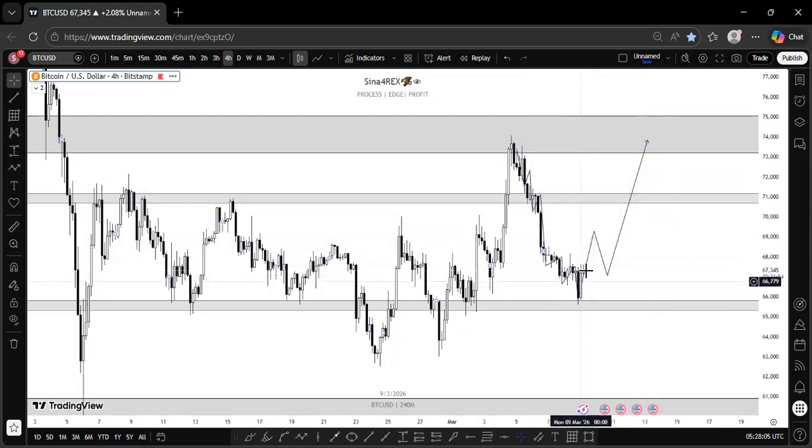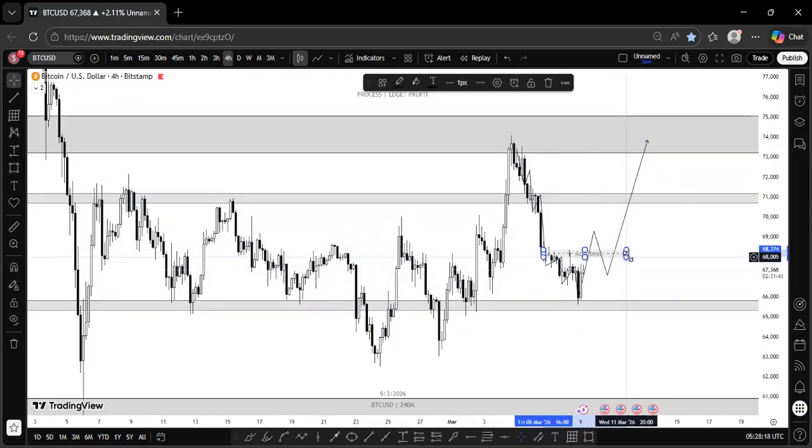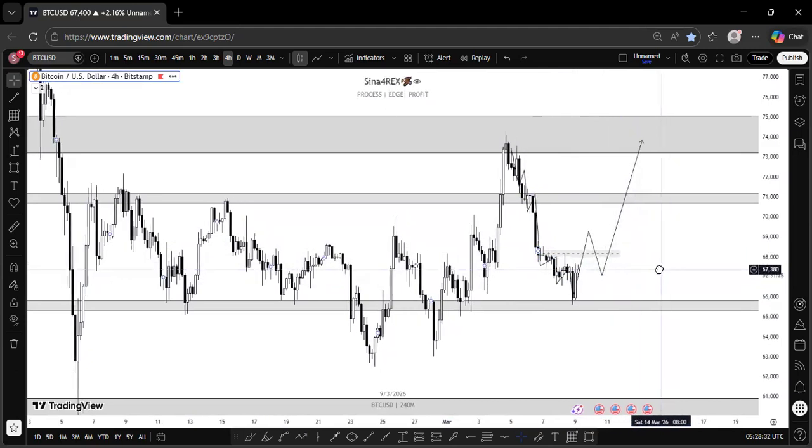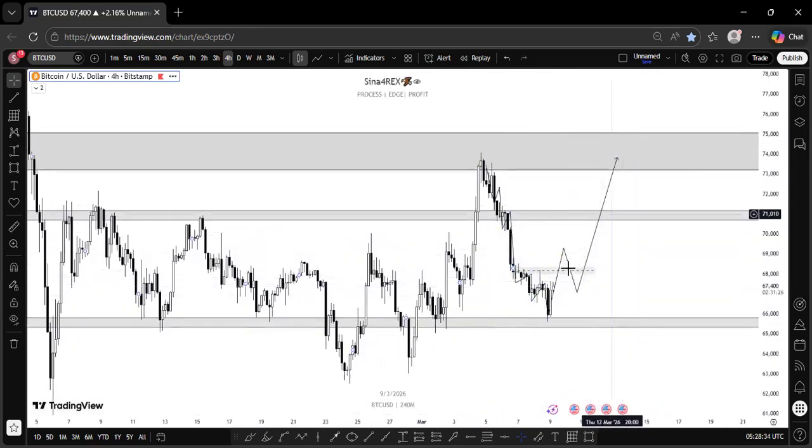So I'm just monitoring from here, both using the 4-hour and the 1-hour to look at the internal structures that will be created. I'll be more happy if price is able to break above this level, which is the 68,000 zone. Once price is able to break above the 68,000, it is an indication for me that the bullish movement I'm looking for, or continuation of the bullish movement, is what happened.